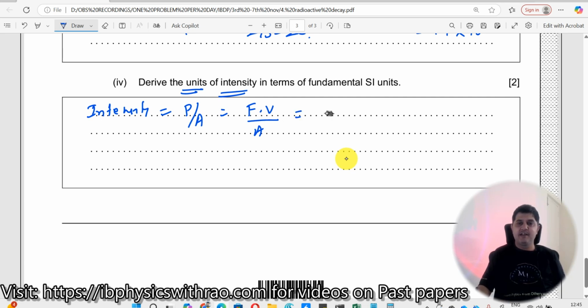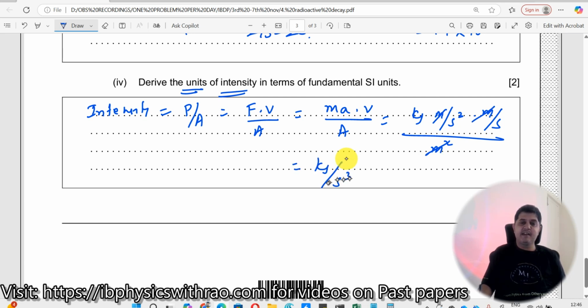So what is force? The unit of force is Newton. But in terms of fundamental units, I'll write it as mass into acceleration, multiplied by velocity, divided by area. What is mass? kg. Acceleration is meter per second square, velocity is meter per second, divided by area, meter square. What will happen? Meter square cancels. So what am I left with? I am left with kg per second cube, which is kg s to the power of minus 3. So this should be our answer.